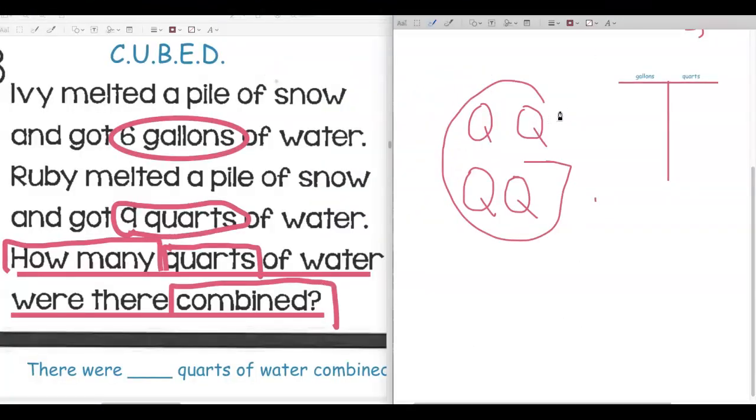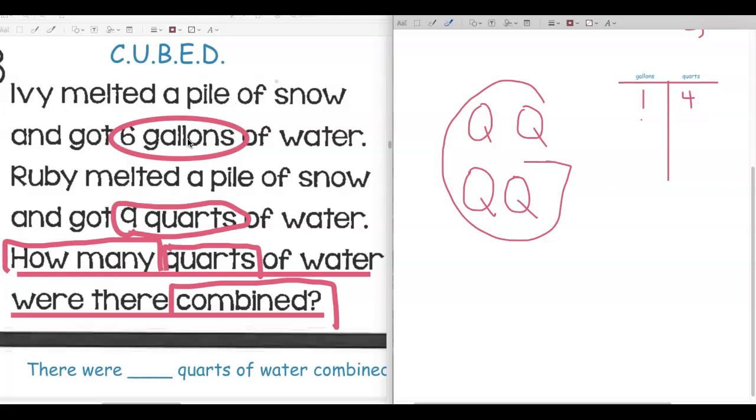Okay, so this was the picture I drew. I remember that when we were doing our measurement unit, we learned this picture when we were talking about Gallon Land. And we drew the letter G, and inside there were 4 Q's, and that stood for gallons and quarts. And this picture would help me to remember that there were 4 quarts in every gallon. So I also did an input chart, and it tells me 1 gallon equals 4 quarts.